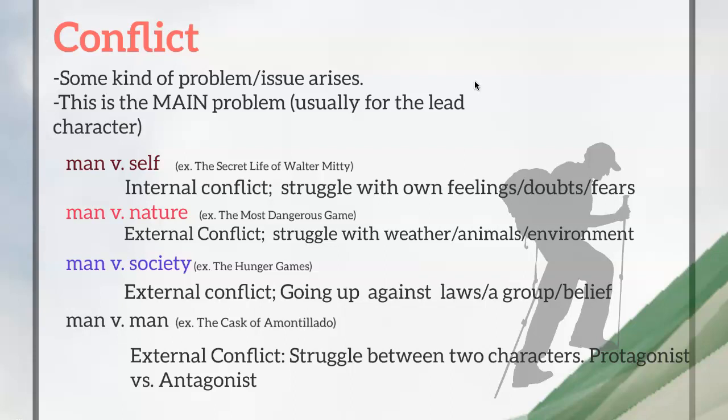And then the last one, as I mentioned before, is man versus man. And this again is an external conflict. It's a struggle between two characters, typically your protagonist and your antagonist. So this would be like in the Avengers, it's the Avengers going up against Thanos to have this big, huge fight where they have to defeat the bad guy.